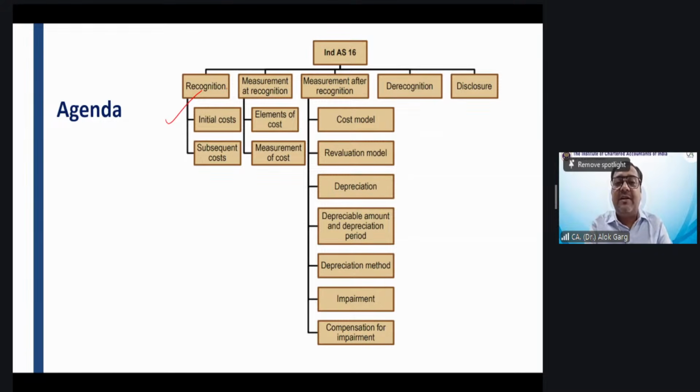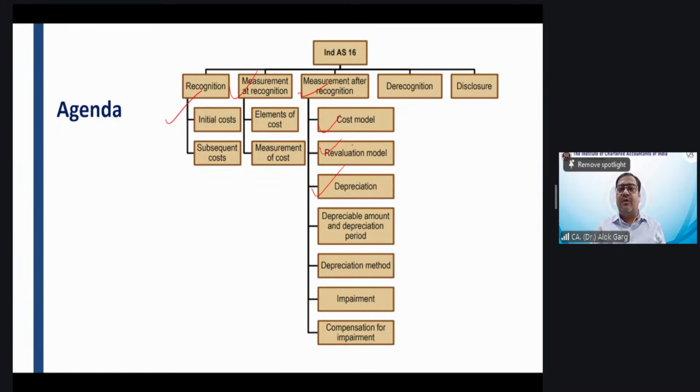Then measurement and recognition. Now the question comes: the first time when you are buying a car, at what value will you recognize the car? What is your measurement at initial recognition, what is your element of cost? The standard says that this car has to be measured at cost. Then subsequent measurement, measurement after recognition on the reporting date. On the reporting date, the standard also talks about the cost model, revaluation model, depreciation.